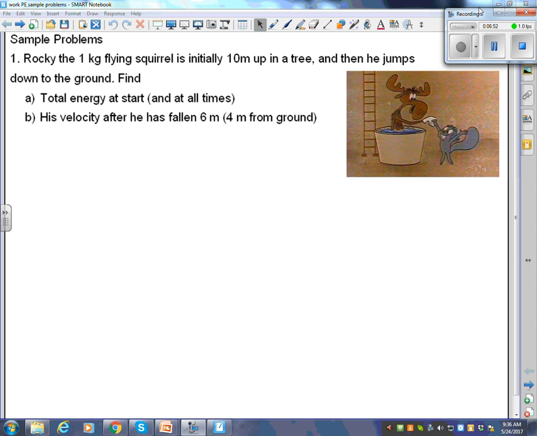Anyways, Rocky, the 1 kilogram flying squirrel, is initially 10 meters up in a tree, and he jumps down to the ground. Find his total energy at the start, which is his total energy at all times, and find his velocity after he's fallen 6 meters, or he is 4 meters from the ground.